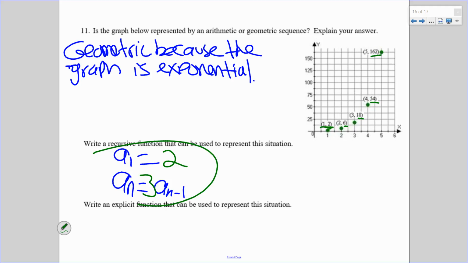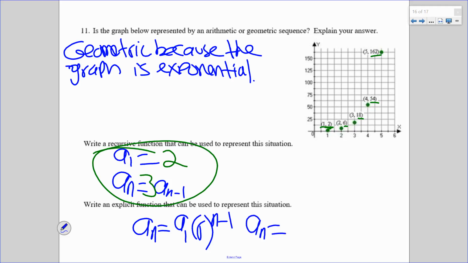That's my recursive function. You get a recursive function wrong, you just don't know your song. You just don't know how to write it. And I am not very happy with you because it's just simple. Explicit's even easier. It's on the reference sheet. Actually, it's not even easier. They're both really, really simple as long as you know the formulas. On the reference sheet, AN equals A1, R to the n minus 1.